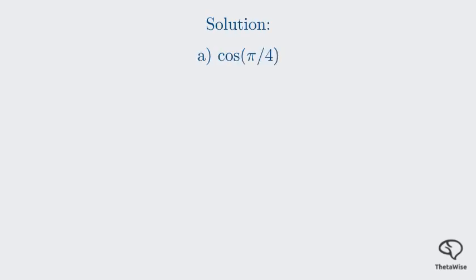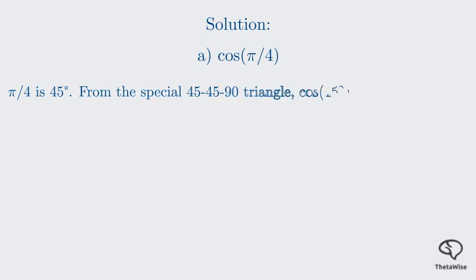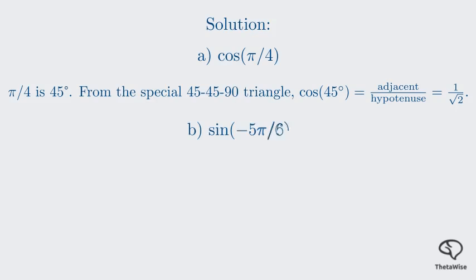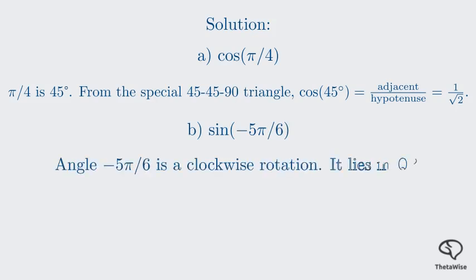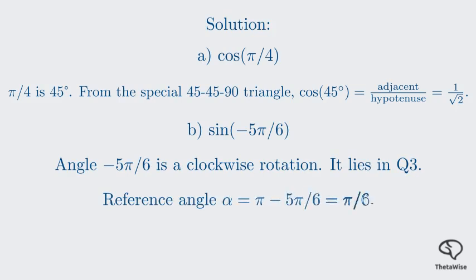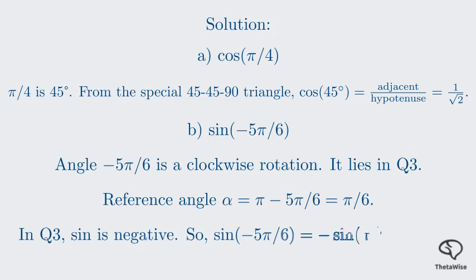For part A, π/4 is 45 degrees. From our special triangles, we know cos of π/4 is 1 over root 2. For part B, we have 5π/6 in quadrant 2. The reference angle is π minus 5π/6, which is π/6. We know sin π/6 is 1/2. In quadrant 2, sin is positive, so sin 5π/6 equals sin π/6 equals 1/2.